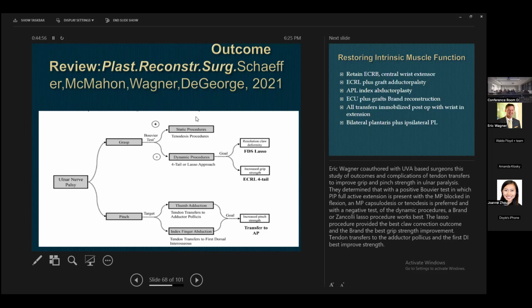So this is Eric's paper. I think it was a review of multiple publications, but it basically showed the best grip strength was with the Brand procedure, but the best correction of the claw deformity was with the FDS lasso. And I think that's good to know. And then down here for pinch, the tendon transfers can improve pinch.